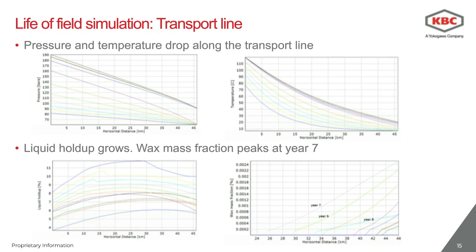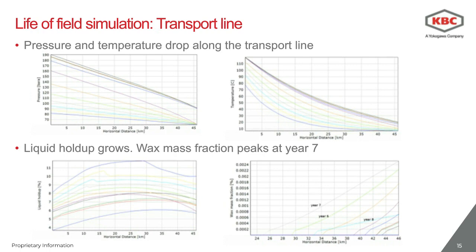So on the right-hand side here in the bottom plot, I can look at the separated wax mass fraction along the flow line in the 45 more or less kilometers of the flow line. And here, this plot confirms what I saw before, that the separated wax increases steadily for the first 7 years. You can see that the top line is indicating year 7, and it drops quite dramatically in year 8, and then it disappears in year 9.